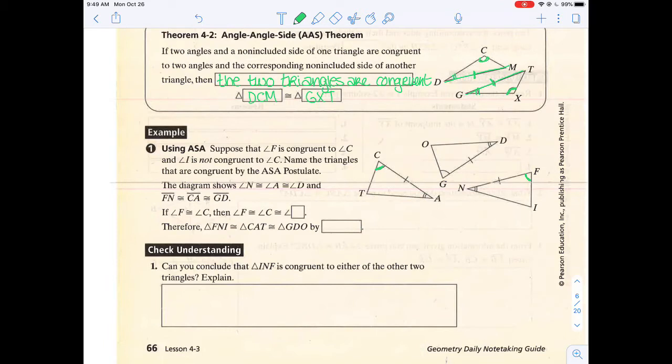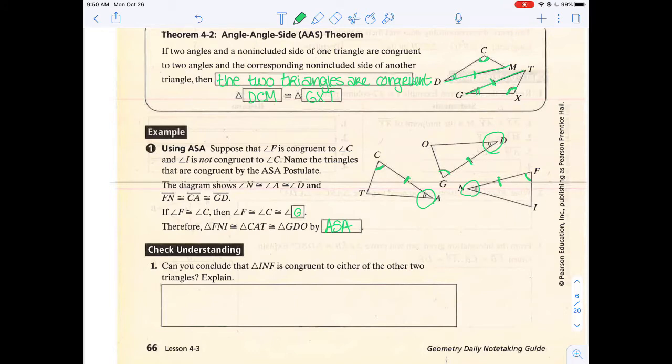So the diagram shows that angle N is congruent to A is congruent to D. So N, A, and D are all congruent. It also shows that FN is congruent to CA, and that's also congruent to GD. So F is congruent to C, and C is congruent to G, because it's also marked. Therefore, triangle FNI is congruent to triangle CAT is congruent to triangle GDO by the angle side angle postulate.